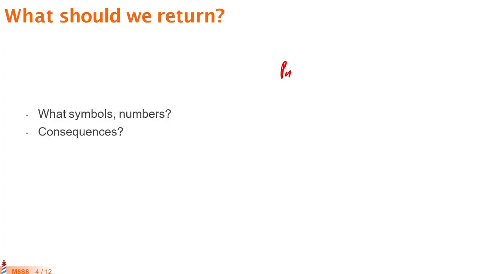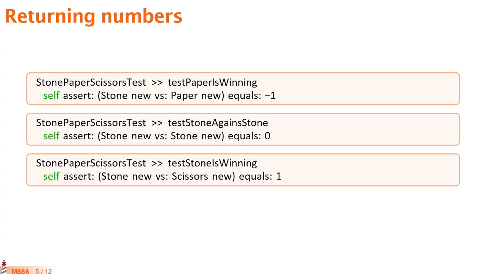Now, the question for me was, what should be the result of versus? So when I do paper new versus stone new, we said, oh yes, we return paper. Why not? But what else? Could we return something else? And what are the consequences of those choices?